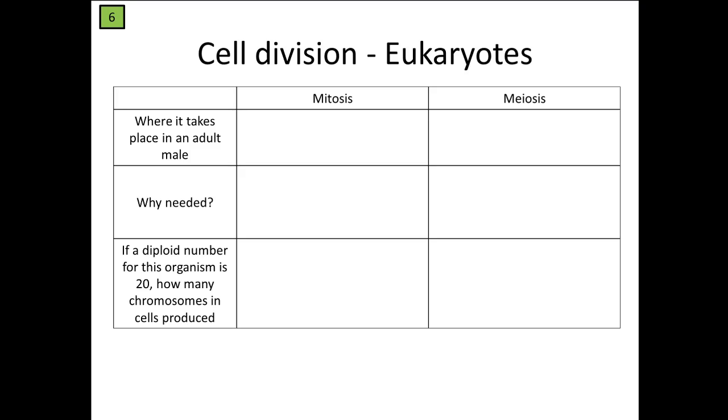So where does mitosis take place in an adult male? Where in the body? And this is where at GCSE people say everywhere. Not everywhere. It's anywhere that's growing or repairing. Skin cells, muscle cells, bone marrow, that's where mitosis takes place.